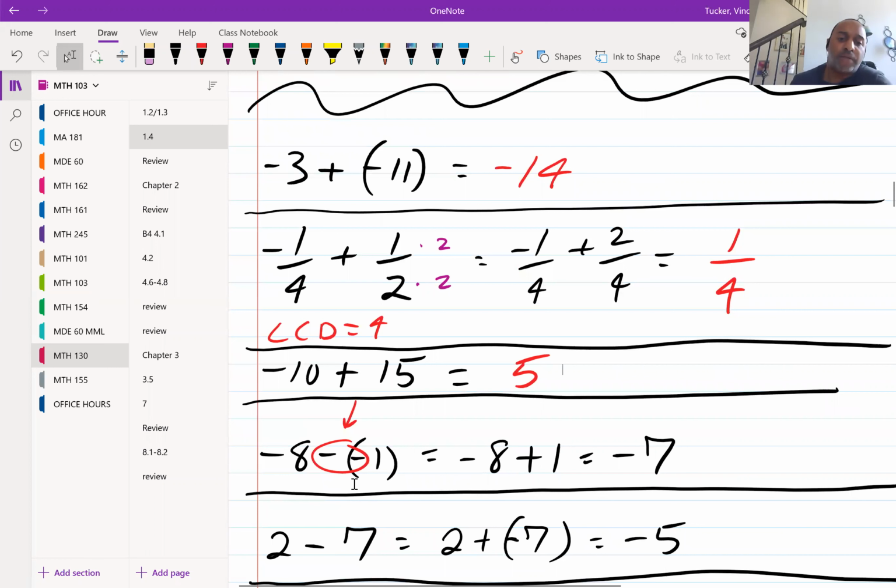Next one, we have negative 8 minus negative 1. Don't forget, negative to a negative turns positive. So that's negative 8 plus 1. Then negative 8 plus 1 is going to be negative 7.